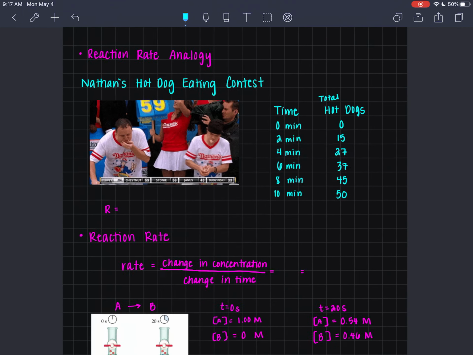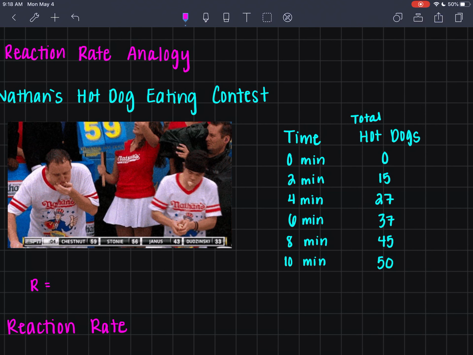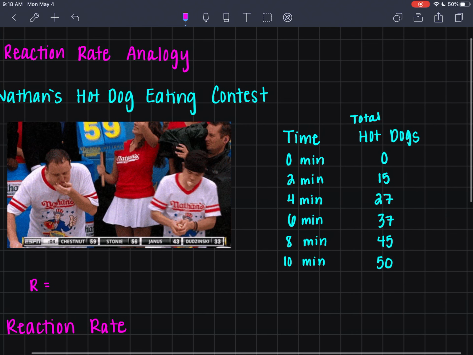So let's talk about numerically how we might describe the rate of a reaction. Before I talk about reactions, I'm going to talk about an analogy. Nathan's Hot Dogs has an annual hot dog eating contest. I've got some data right here for a general contestant. This general contestant has 10 minutes to eat as many hot dogs as they can. In the first 2 minutes, they consumed 15 total hot dogs. And then 4 minutes, 27, 37, 45, and 50. So it appears that they're consuming more and more hot dogs as they go on in time.